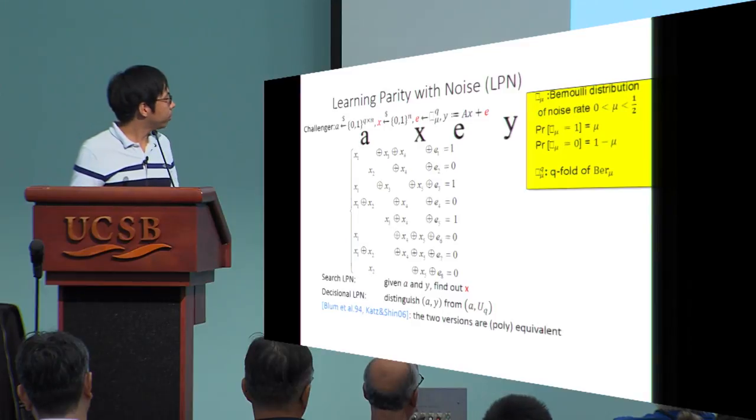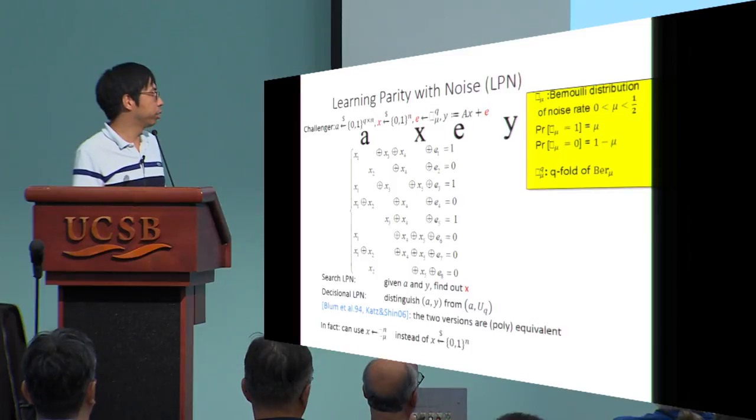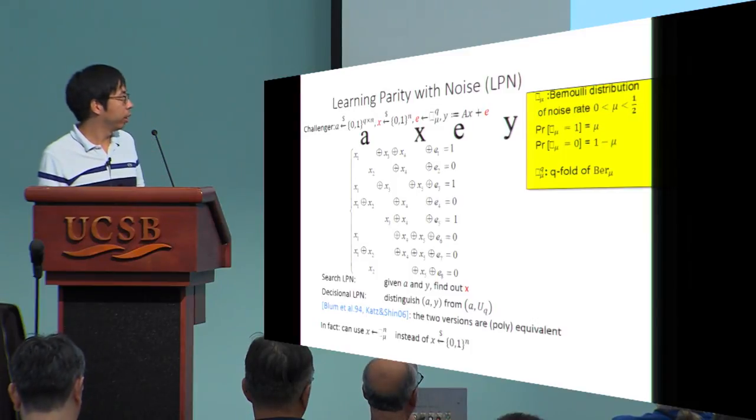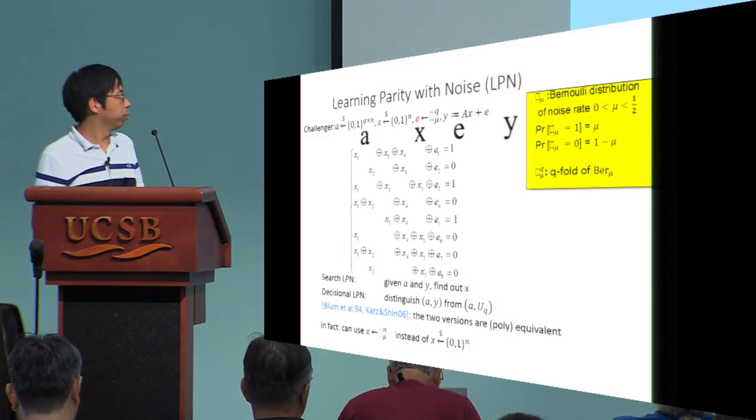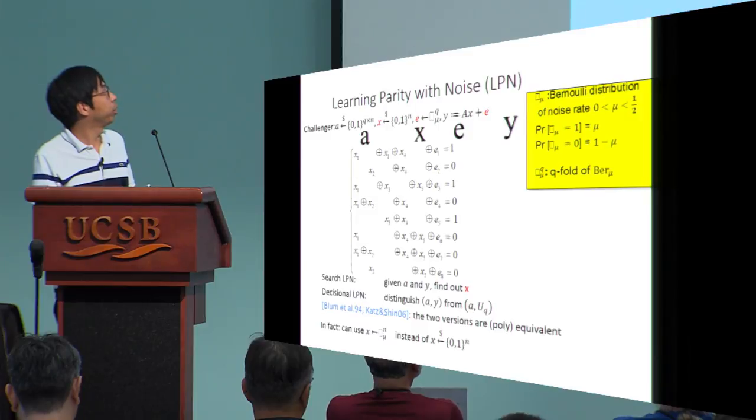And actually, we can also use the Bernoulli distribution for the secret X as well. So there's no need to sample X from uniform, because they are essentially the same, which can be seen by a simple reduction. So the secret can be sampled from the Bernoulli distribution.